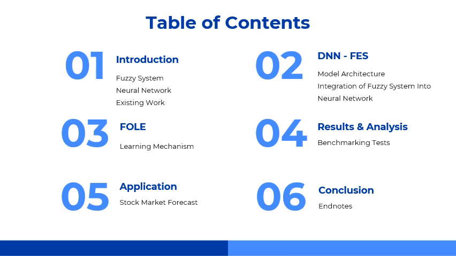First, we will be going through the basic concepts that are required to understand the research. Then we will look at the DNN FES model architecture. Next is the FOLE learning mechanism, which is the novel learning mechanism devised in the research work, apart from the DNN FES. We will compare the performance of the DNN FES with the existing state-of-the-art model. Lastly, we will look at the application side of the research work, which is the stock market prediction.